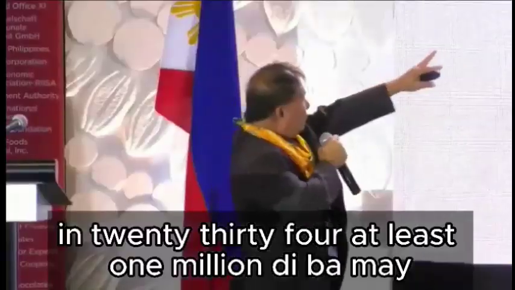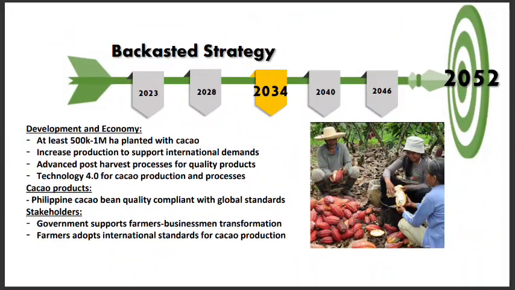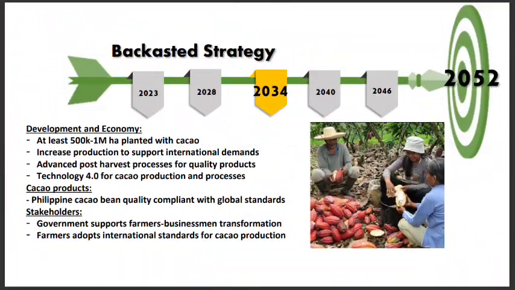Particularly, in 2034, at least 1 million, di ba? Ilan yung cacao natin? 2 million hectares. At least by this time, meron 2 million. Sa 2040, something like that, 2.85 million. In other words, we have projections. We have projections to do.